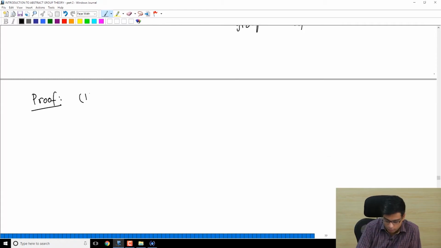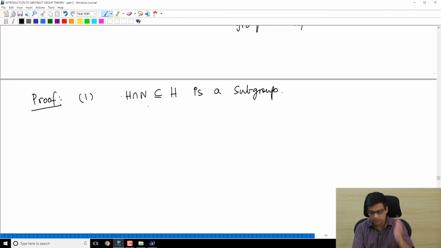Okay, so statement 1, we know that H intersection N. So what is the meaning? Certainly H intersection N is contained in H. It's a subgroup obviously, because H intersection N, being an intersection of groups, is a subgroup.